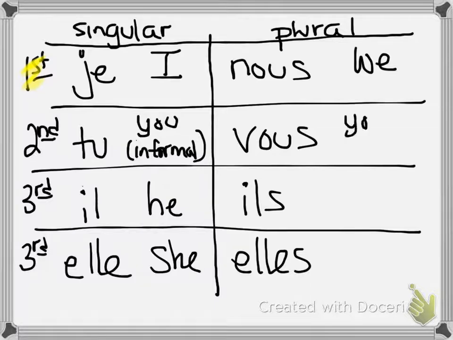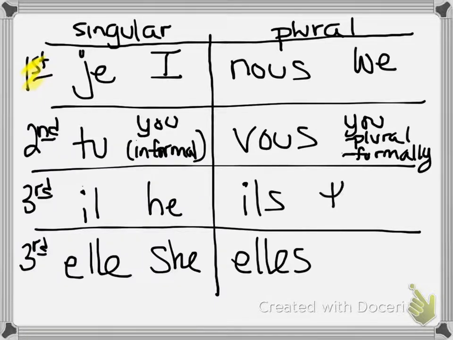Vous is you. Now, this vous can have two meanings or two senses. It can either be you all, so it can be plural, or it can be singular when you're talking formally to somebody. We don't have anything like this in English, but in French they do have that. So vous can either be you plural, or it can be you formal, when you're talking to somebody formally.